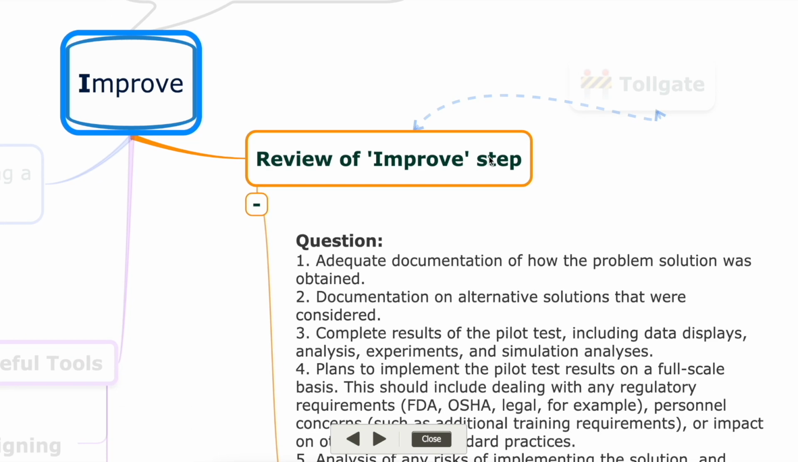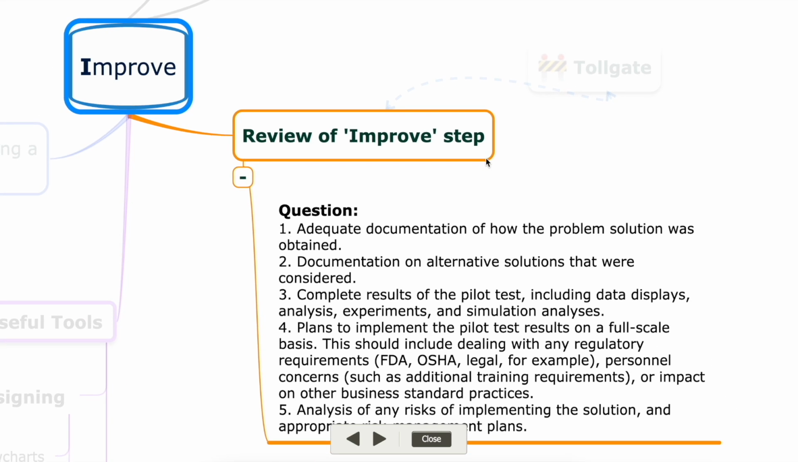And the review is made on the basis of these questions. Adequate documentation of how the problem solution was obtained. Is it given or not? The documentation of alternative solutions considered, meaning what the alternative solutions could be and whether those were considered or not, because they can be helpful in next projects or the next improvement projects that can be taken up.